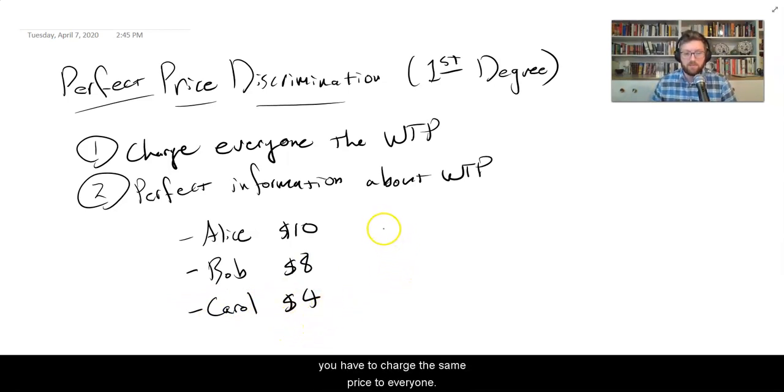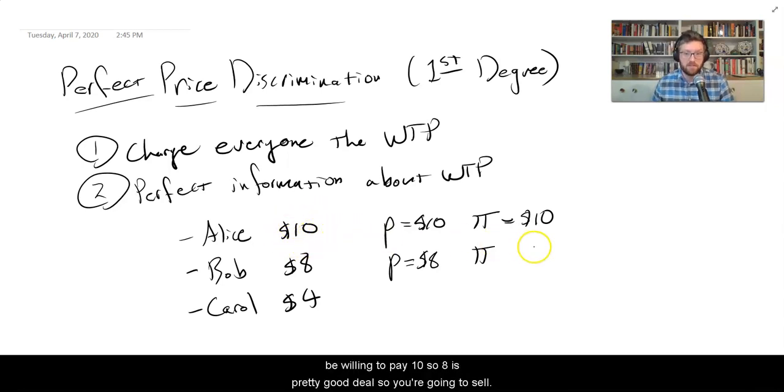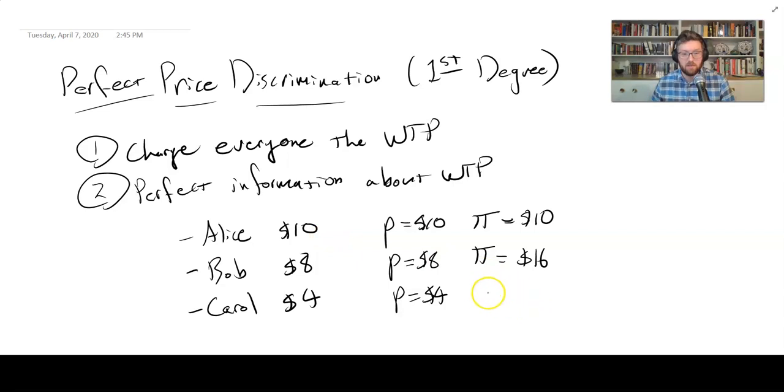What price can you charge? Well, if you have to charge the same price to everyone, if you charge $10, your profit is going to be, we'll assume that the coffee is free just because, you're going to sell only to Alice, and so you're going to make $10. If you charge a price of $8, you're going to sell an $8 cup of coffee to Bob and an $8 cup of coffee to Alice, because since she values it at 10, she'd be willing to pay 10, so 8 is a pretty good deal. So you're going to sell at 16, and if you charge 4, you can sell to everyone. There's 3 customers, so they're all 3 going to buy it, and you're going to make $12.